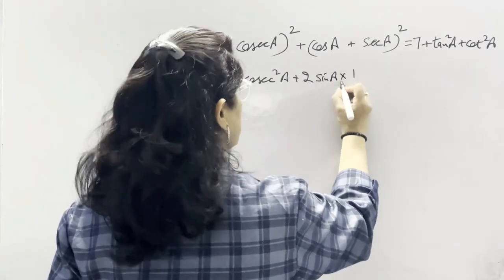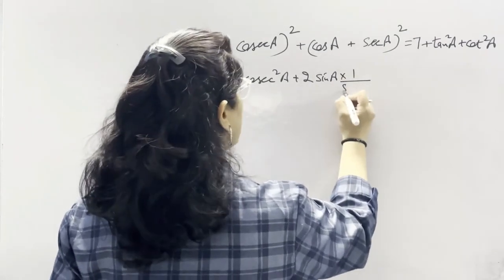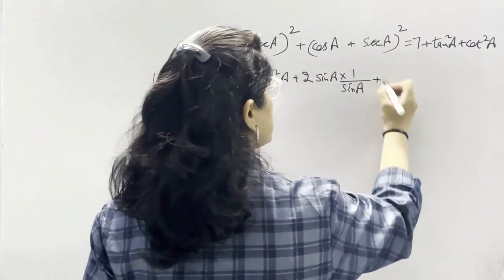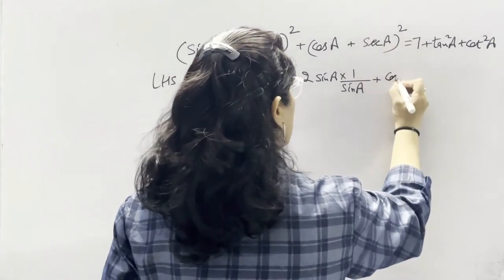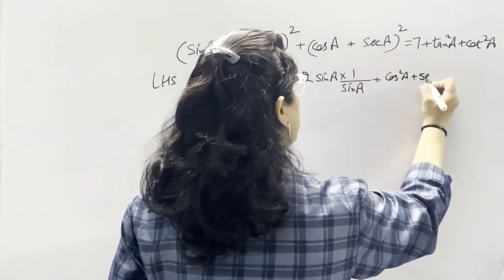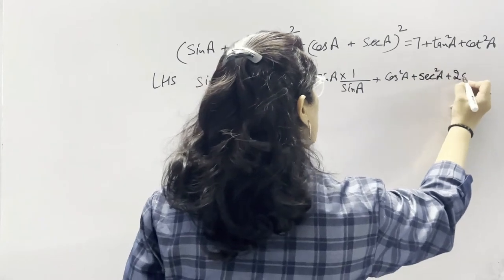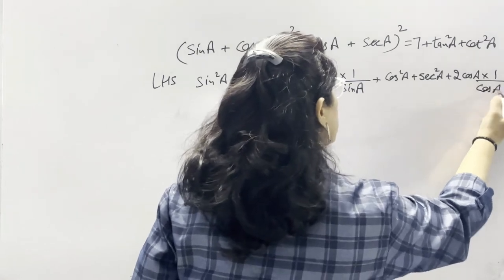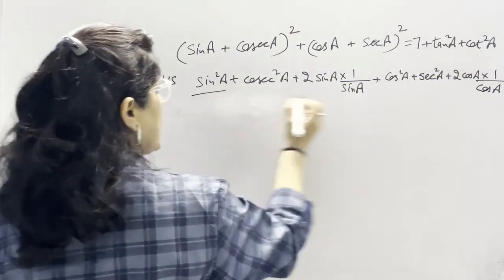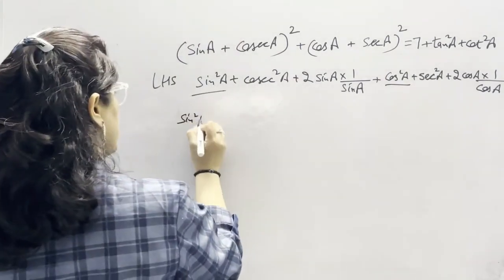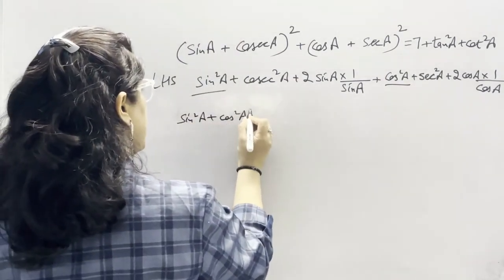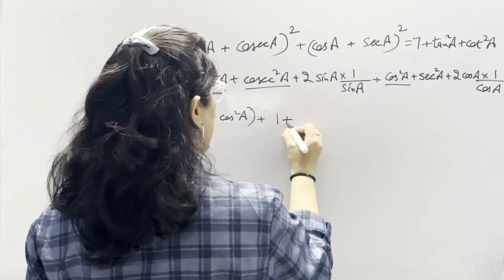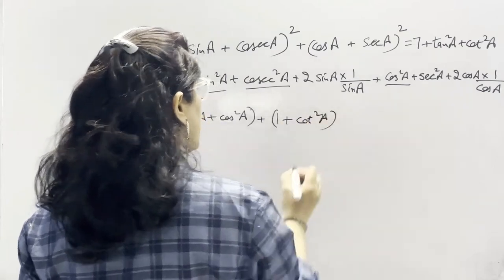We can reduce one step by writing 1 upon sin A instead of cosec A. Then in the second bracket, cos A plus sec A whole square, so cos square A plus sec square A plus 2 cos A into, again we can write here 1 upon cos A instead of sec A. Now sin square A plus cos square A, we need to put them in one bracket so that we can put the identity here, sin square A plus cos square A. Instead of cosec square A, we need to write 1 plus cot square A, third identity.